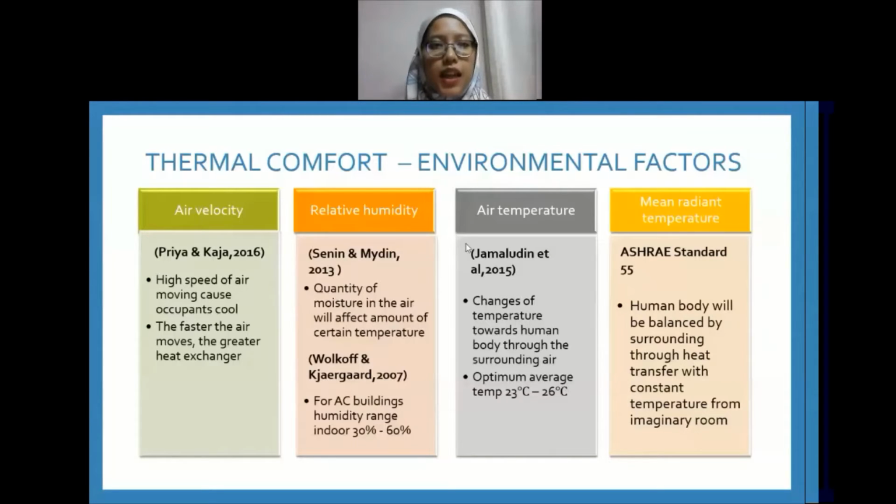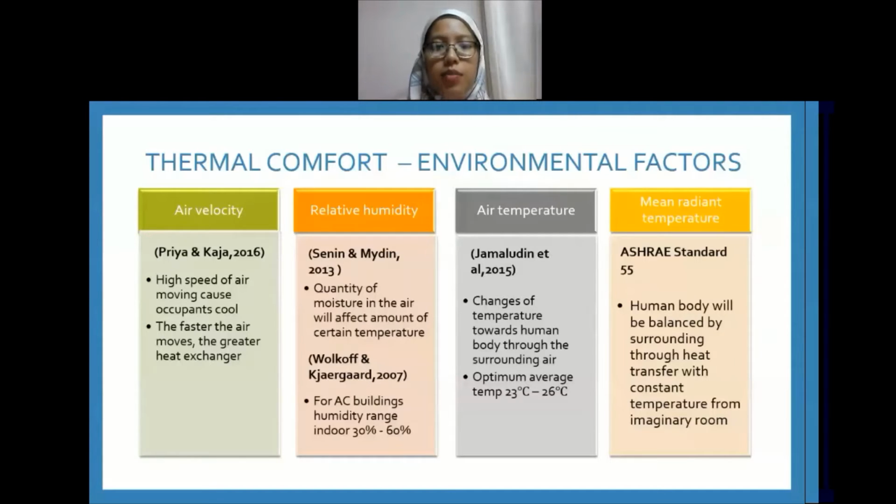There are 4 factors that affect the environmental factor, which are air velocity, relative humidity, air temperature, and mean radiant temperature. According to Priya and Kaja 2016, it stated that the high speed of air moving causes occupants to feel cool, and the faster the air moves, the greater the heat exchange. As for relative humidity, Siren and Maiden 2013 said that the quantity of moisture in the air will affect the amount of certain temperature. And for air conditioned buildings, the indoor humidity range is between 30% to 60%.